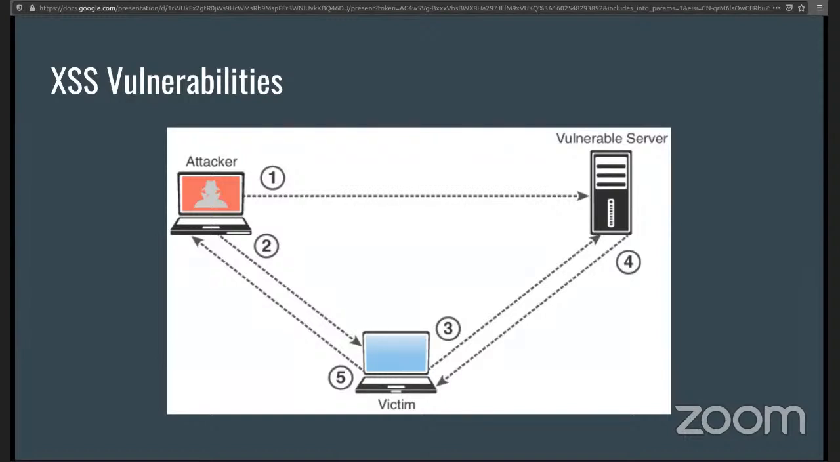So here, the attacker finds a vulnerability in the server that they're targeting. The attacker sends a malicious link to the victim. The victim clicks on the malicious link. The attack is sent to the vulnerable server. The attack is reflected to the victim and executed. And the victim sends information, depending on the attack, to the attacker. Essentially, we found a vulnerability in this server, so we're going to use this in our place. So it's going to look like the attack came from the victim, not from us.